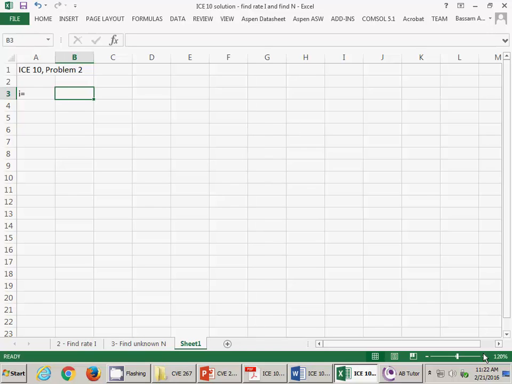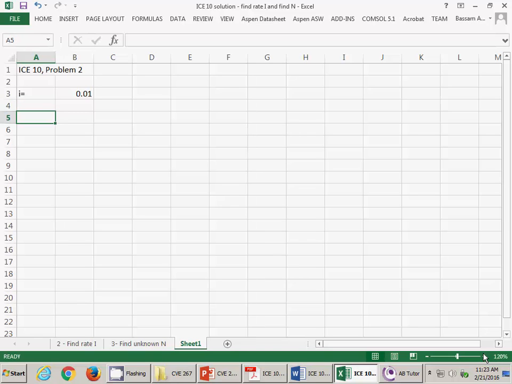Okay, so I equals, and then in the next cell, we don't know what the interest rate is. That's the whole point of this question, is we're trying to solve for it. So just as a starting point, let's say, what if it was 1%? So type in 0.01. And we're going to play around with that interest rate to see what's the answer.